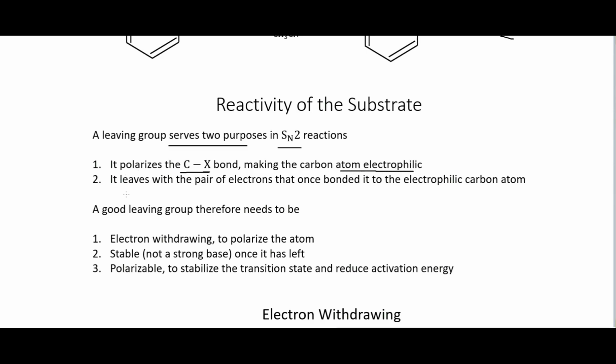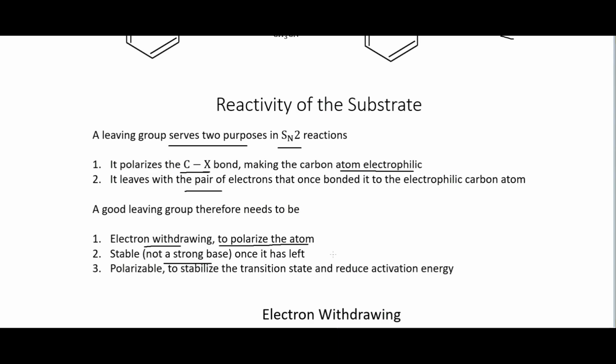And it has to leave with a pair of electrons that once bonded to the electrophilic carbon atom. So what that means is that we need the leaving group to be electron withdrawing, so it has to polarize the atom. So it needs to be more electronegative than the atom. It has to be stable, so not a strong base once it's left.